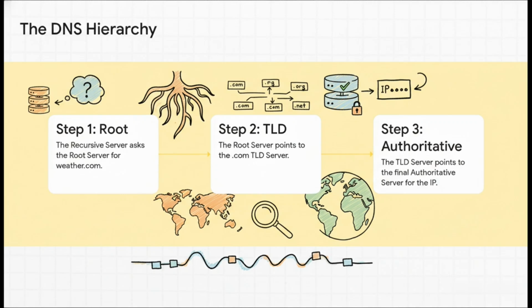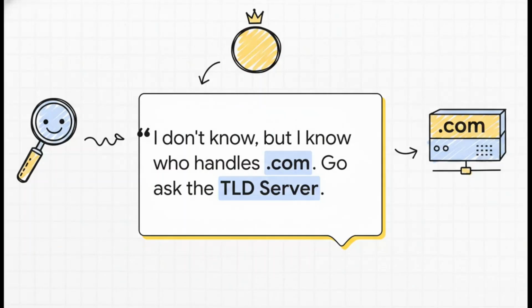A recursive server needs to find weather.com. It starts at the very top by asking the root server. Then it gets sent down to the TLD server, and finally it gets the answer from the authoritative server. So the first conversation goes something like this.